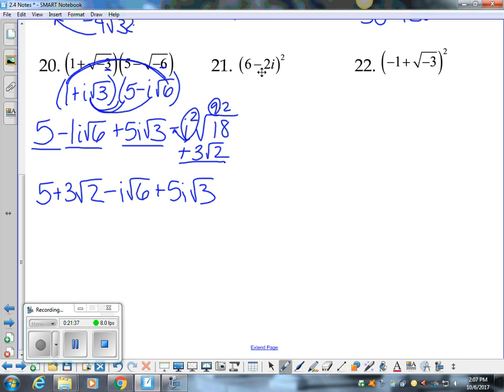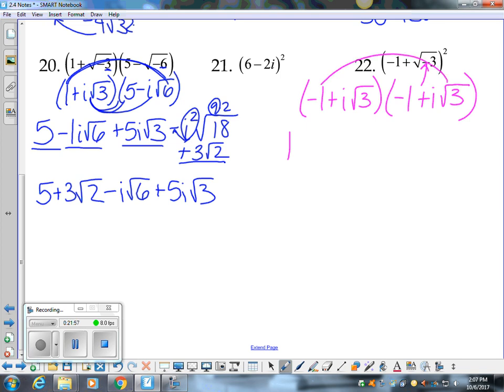Okay, for 22, I'm going to write it twice, and I notice I have a negative up under the roots. I'm going to pop that i out. There are no squares in 3, so I can't do that. Okay, here we go. Positive 1. Let's see. That's going to be a negative i root 3, and that's going to be a negative i root 3. So that gives me a negative 2i root 3.